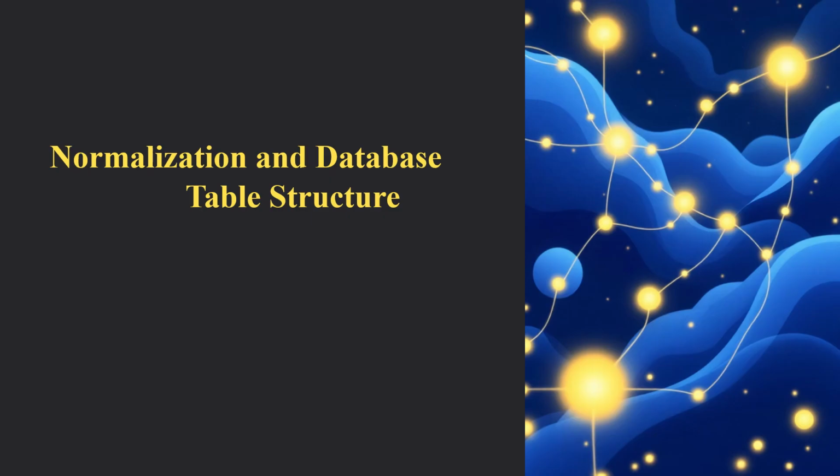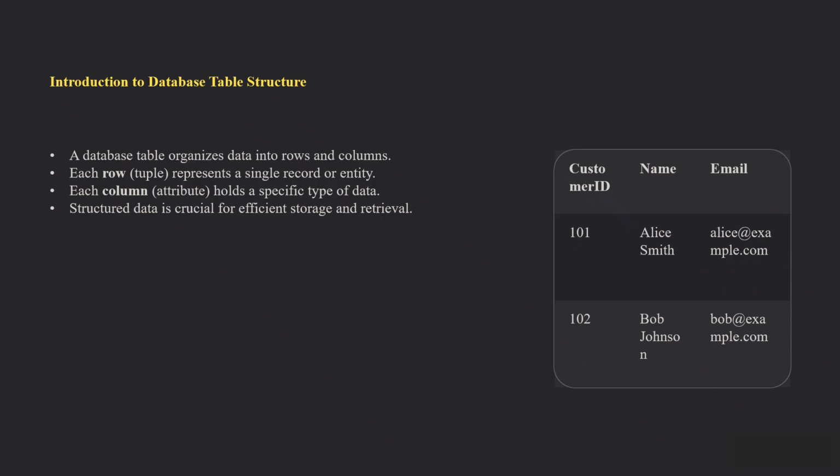In this video, we will discuss normalization and database table structure. Introduction to database table structure. A database table organizes the data into rows and columns. Each row, which is a tuple, represents a single record or entity. Each column, that is an attribute, holds a specific type of data, and structured data is crucial for efficiently storing and retrieving it.